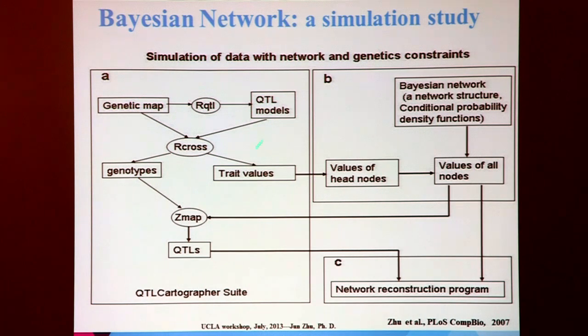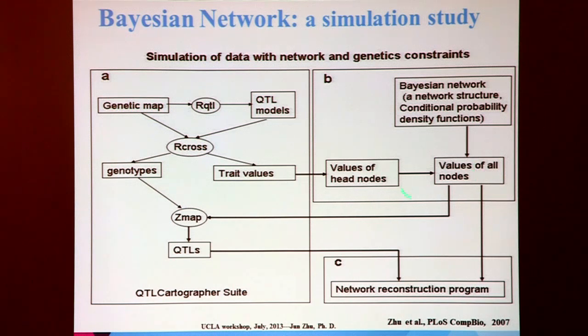So you simulate the QTL effect, then based on the QTL effect and the genetic map, you can simulate the genotype, and then you can map the QTL. At the same time, you have the head node and a known structure, then you can simulate all the nodes based on the structure. The node values are essentially like gene expression data, and then there's the QTL with genetic data. Then you can put them together.